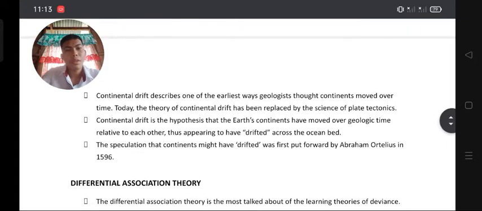Drift theory. Continental drift described one of the earliest ways geologists thought continents move over time. Today, the theory of continental drift has been replaced by the science of plate tectonics. Continental drift is the hypothesis that the Earth's continents have moved over geologic time relative to each other, thus appearing to have drifted across the ocean bed. The explanation that continents might have drifted was first put forward by Abraham Ortelius in 1596.